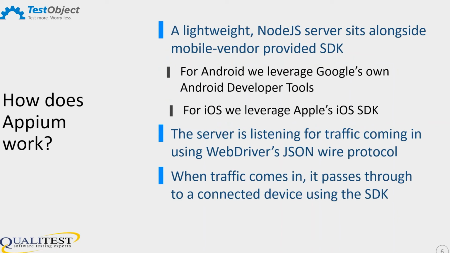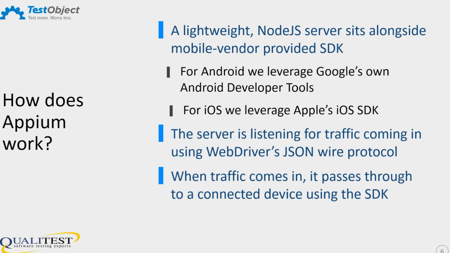How does Appium work? Appium basically exposes a very lightweight HTTP server alongside the mobile development company's own SDKs. So in the case of Android, you've got the Android Development Toolkit, and you've got a very lightweight Node.js server alongside it. For iOS, you've got a Mac system with the Apple SDK set up, and the Appium server is set up alongside that.